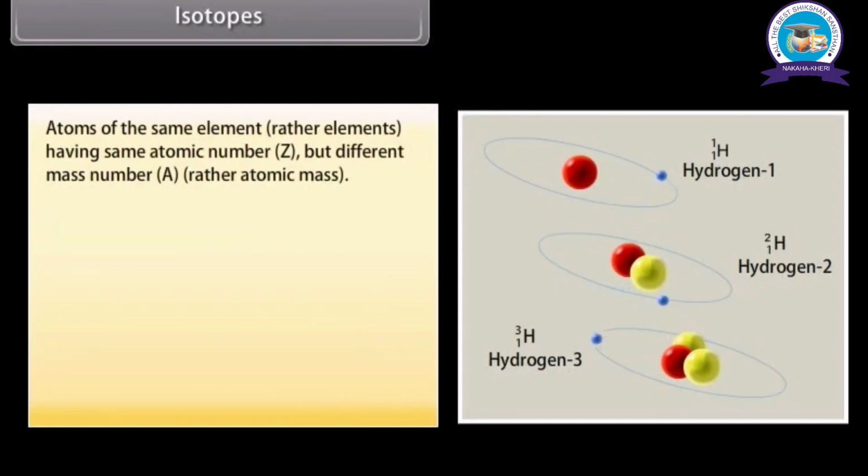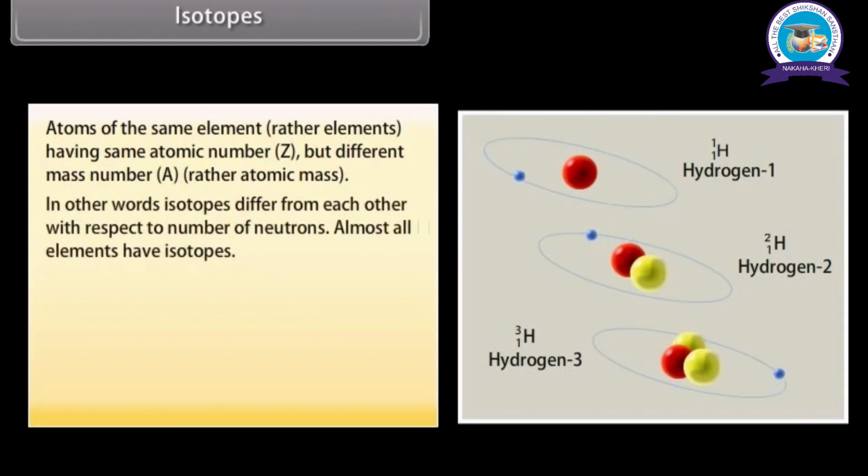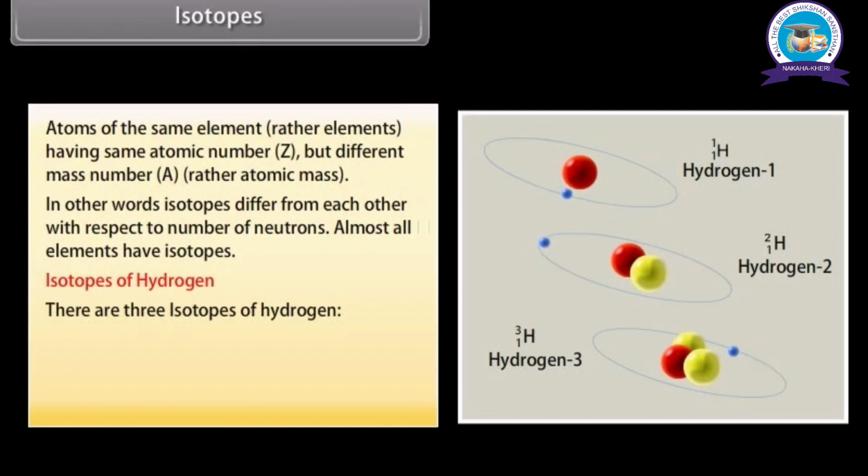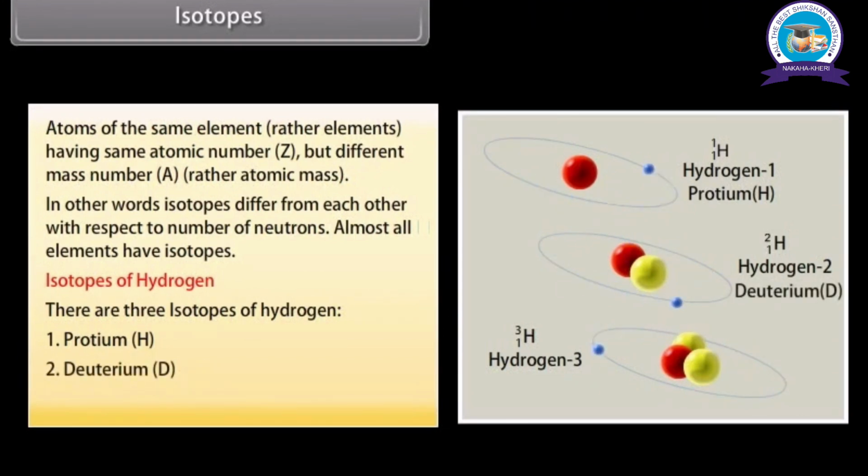Atoms of the same element, rather elements having the same atomic number Z but different mass number A, rather atomic mass. In other words, isotopes differ from each other with respect to the number of neutrons. Almost all elements have isotopes. Isotopes of hydrogen. There are 3 isotopes of hydrogen. 1. Protium. 2. Deuterium. 3.